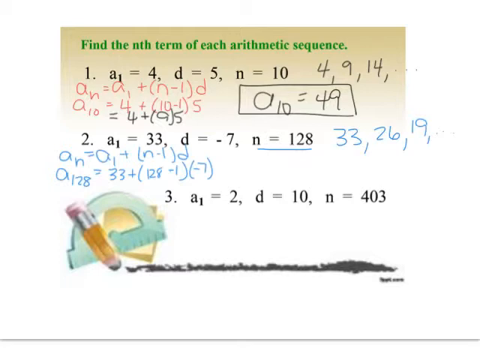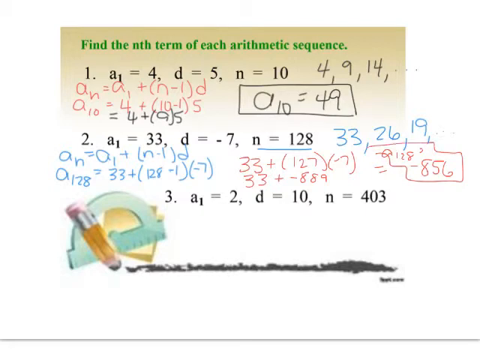So I'm going to find that 128 minus 1 is 127. So we have 33 plus the quantity 127 times negative 7. So now I'm going to multiply 127 times negative 7, which gives me 33 plus negative 889, and then add to that the 33. So I get negative 856. So the 128th term, I could say A128 is equal to negative 856.